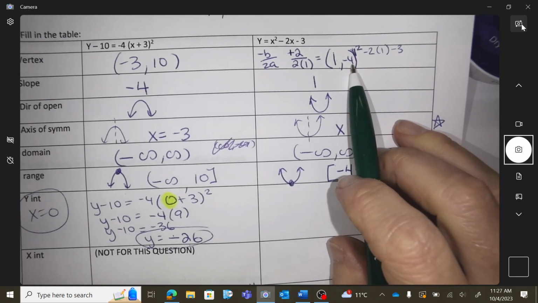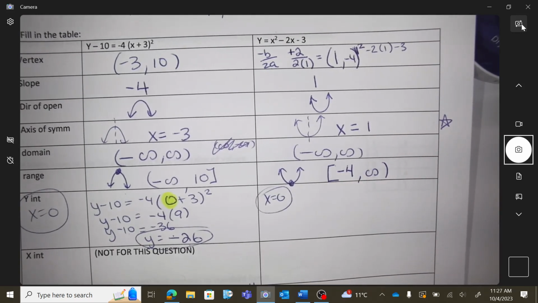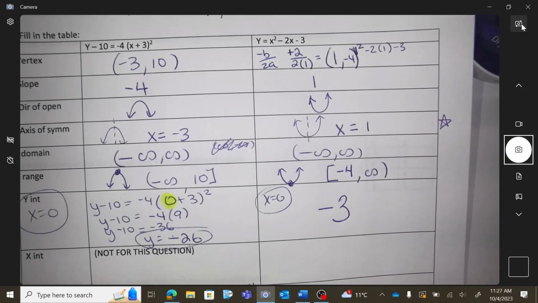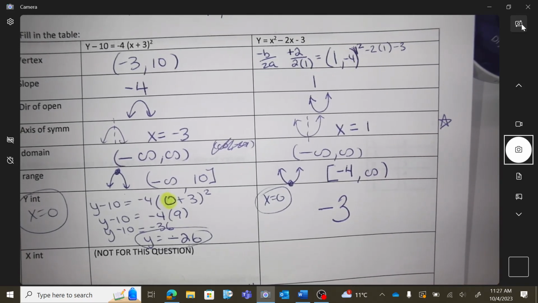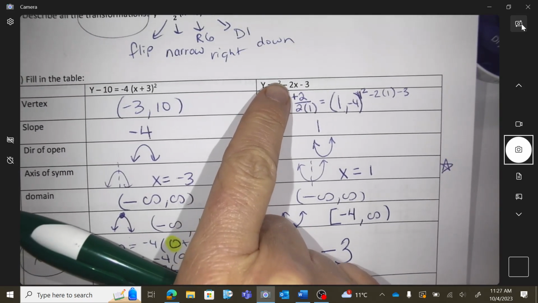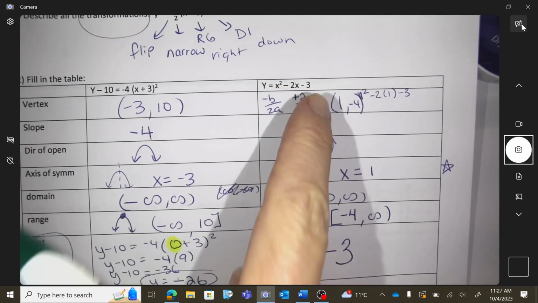Height of the vertex. Okay, so what happens, we already defined this, what happens if x is 0? What's going to happen to our equation? And the math is actually that fast. Okay, -3, and do you see why I did that? Because if this is 0, x is 0, if that's 0, oh, so 0 minus 3.